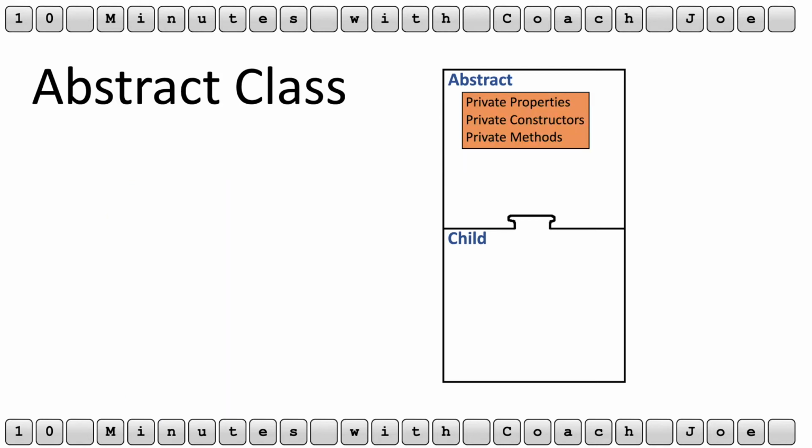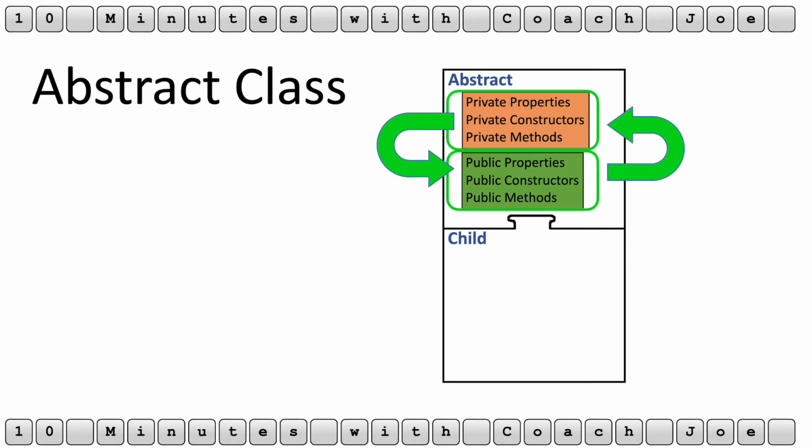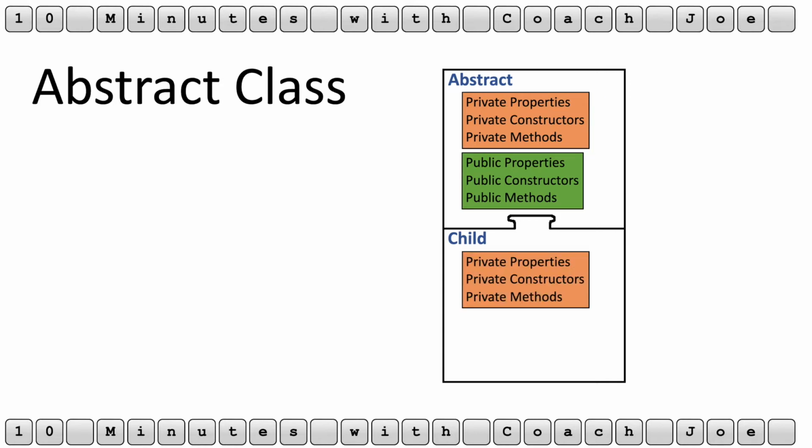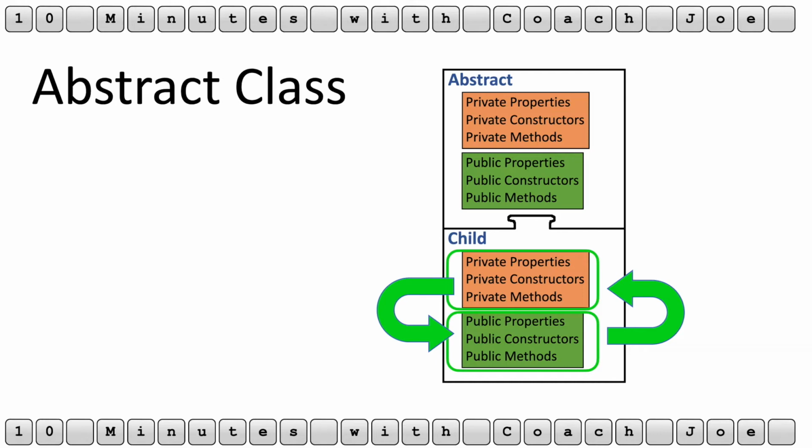Both classes should follow all the rules of encapsulation. The parent class could have private constructors, properties, and methods, and the parent class can have public constructors, properties, and methods. Inside the parent class, all methods can access public and private properties and methods of the parent class. The child class can have private constructors, properties, and methods, and the child class can have public constructors, properties, and methods. Inside the child class, all methods can access public and private properties and methods of the child class.